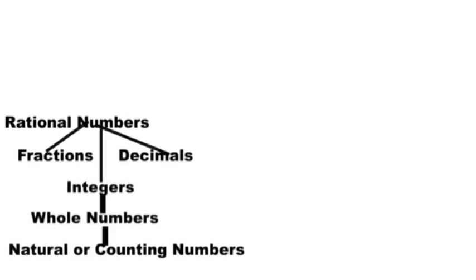On top are the rational numbers. Under the rational numbers are the fractions and decimals, and also the integers, under which are the whole numbers and the natural counting numbers.